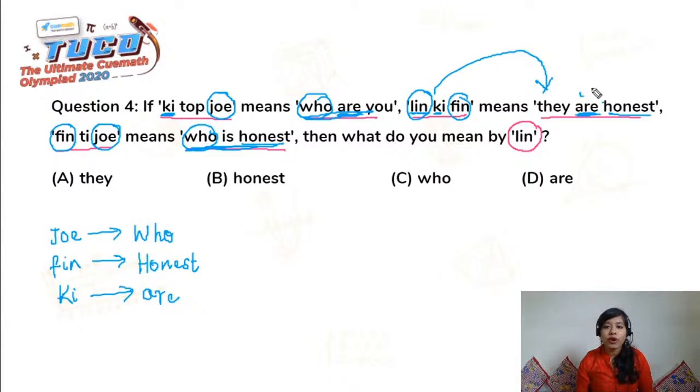Because we have a map for "are," we have a map for "honest," we have also a map for "who." And "you" is not being mapped because this is not common to all the three statements. So the only option left is "they." Because we have got that Key is nothing but "are" and Fin means "honest." So what would Lin be? Lin would be "they." Therefore, I could say option A is the right answer. I hope all of you understood the way I went about this question.